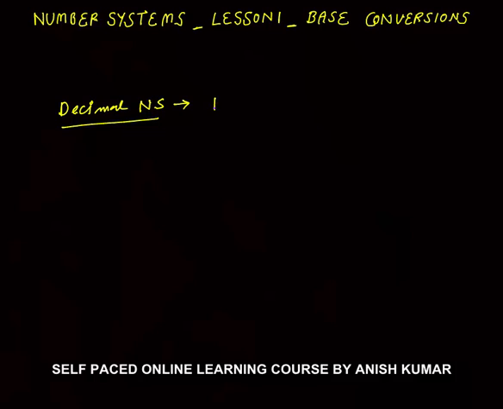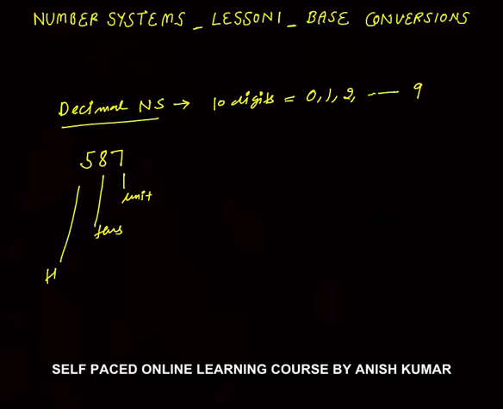In this there are 10 digits from 0 to 9. 0, 1, 2 up to 9. There are 10 digits in decimal number system. For example, if I write 587, now this is a unit digit, this is a tens digit, and this is hundreds digit.